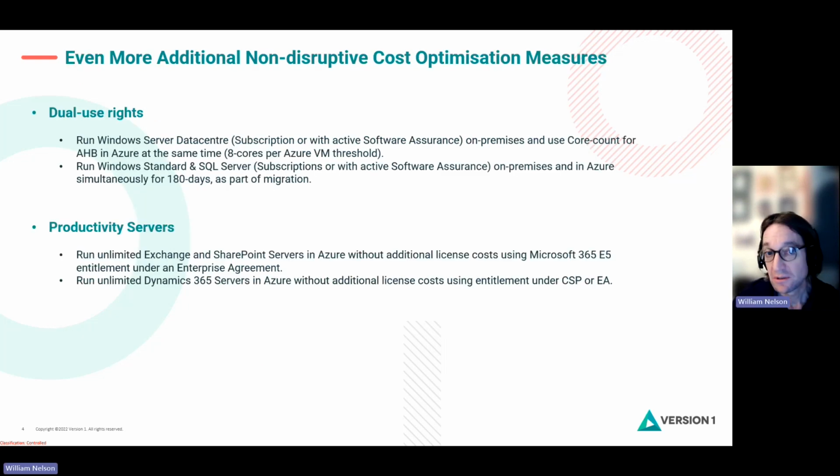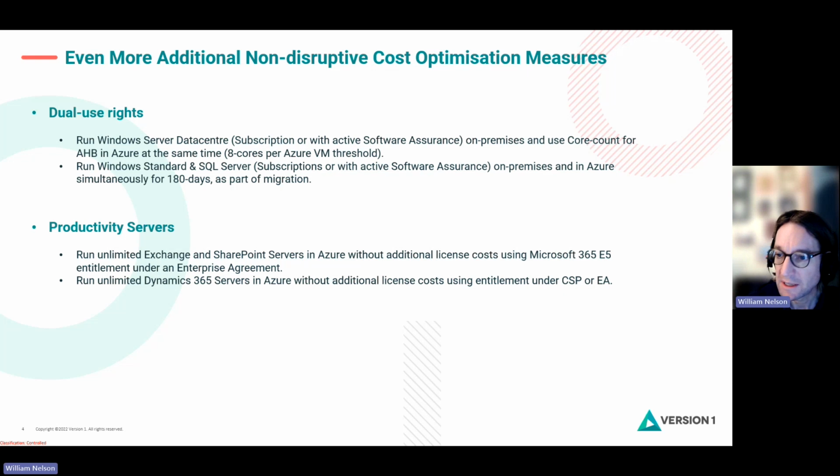Moving on to additional non-disruptive options. So I've already covered the dual use rights, but there's also an interesting one on productivity servers. So if you're running Exchange or SharePoint servers in Azure, and you already have a Microsoft 365 E5 license under an enterprise agreement, that entitles you to run as many server instances of Exchange or SharePoint that you wish to in Azure without having to pay for those licenses again.